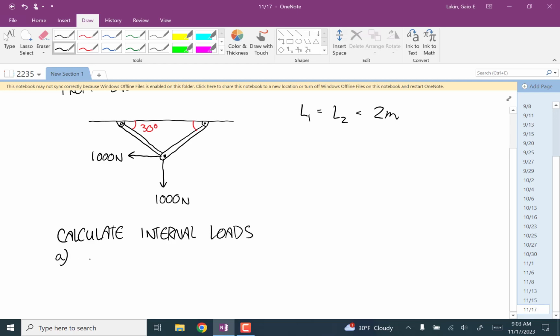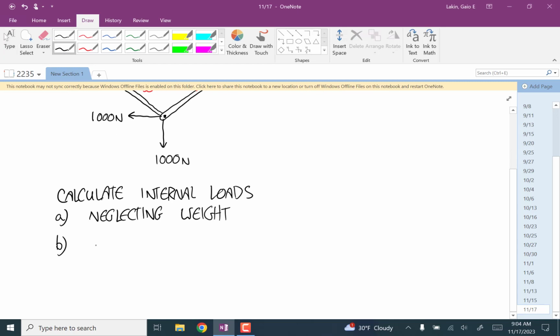First, we want to do it neglecting the weights. Well, we already did it. And then second, we want to do it with the weights included, and we're assuming that these masses are small compared to these, the weights are small compared to those forces. Otherwise, it wouldn't make any sense to neglect these weights for part A. But for the second part, we're going to assume that the masses are both 10 kilograms.